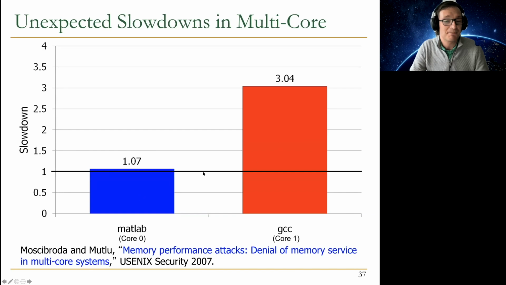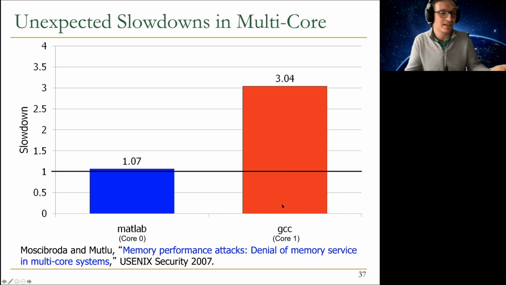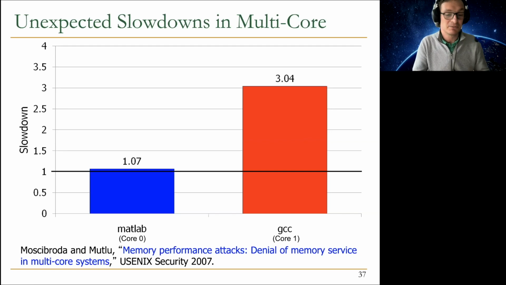So basically, if you run 2 applications on a 2-core system, a dual-core system, MATLAB and GCC, these are both popular applications. You could be running them together in the cloud, for example, or on your computer, because you're using both of these applications. And that's the benefit of multi-core. You should really get high throughput by running 2 applications. And if you measure the slowdown each application experiences compared to when it's run alone on the same system, this is what you get. When they're running together, MATLAB slows down by only 7% compared to when it's run alone on the system. And GCC slows down by 3x. Now, that's a huge difference.